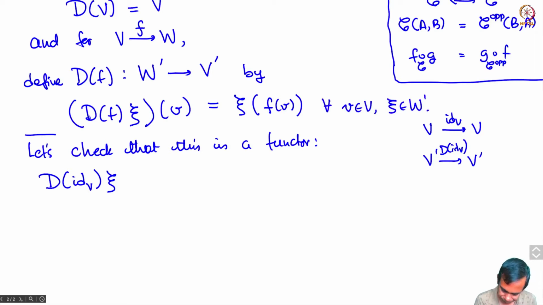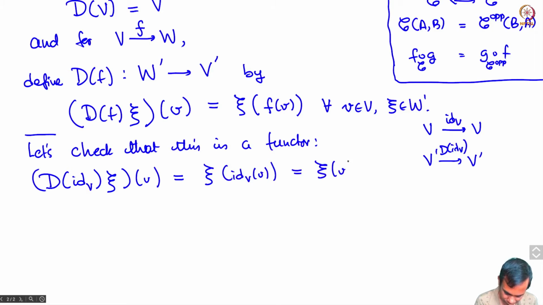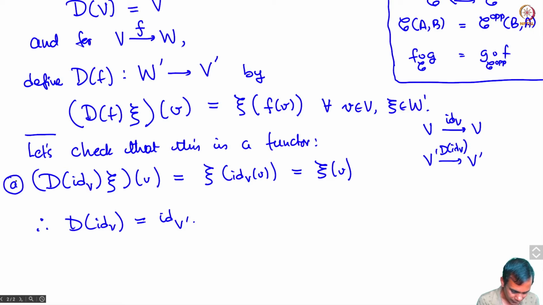Okay, so this evaluated at a vector V. Now Z is in V prime, and this is just going to be Z of identity of V, which is going to be Z of V. So that means that D of identity V is equal to identity of V prime, because it's taking the linear functional Z to the linear functional Z. Okay, so that checks axiom A.